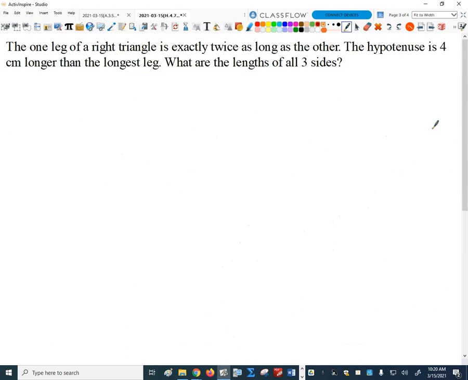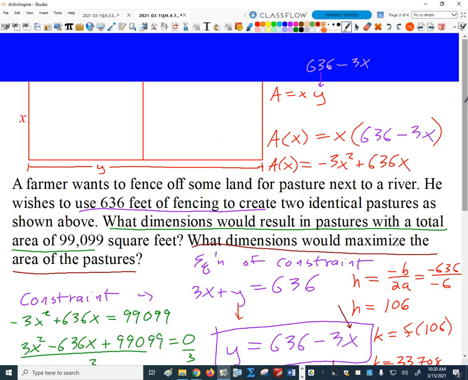How about this one? One leg of a right triangle is exactly twice as long as the other. Oh, I want to go one thing before we go any further with that. I wanted to mention one thing. So did we really need to have that y there? I mean, it was convenient, but could we have skipped directly to our area function, x times the quantity 636 minus 3x? I would say that, yeah, you probably could, right?